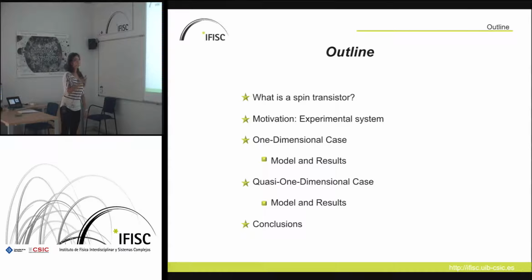The second part is our motivation to study this kind of system. Then we have an analysis of the one-dimensional case, and of one more realistic system in which we have transverse modes, the quasi-one-dimensional case. Finally, I will give some conclusions.